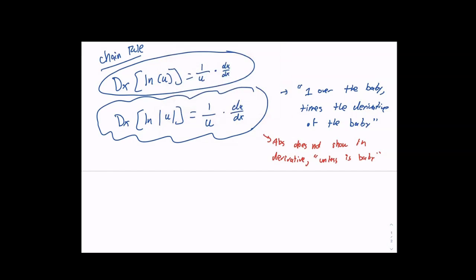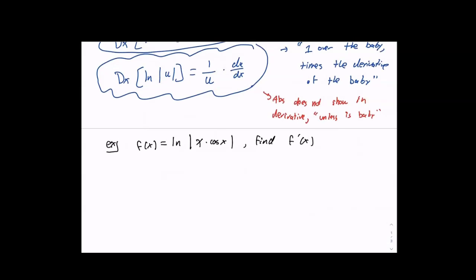For example, let's do this example right here. f of x equals the natural log of the absolute value of x times cosine of x. Find f prime of x.